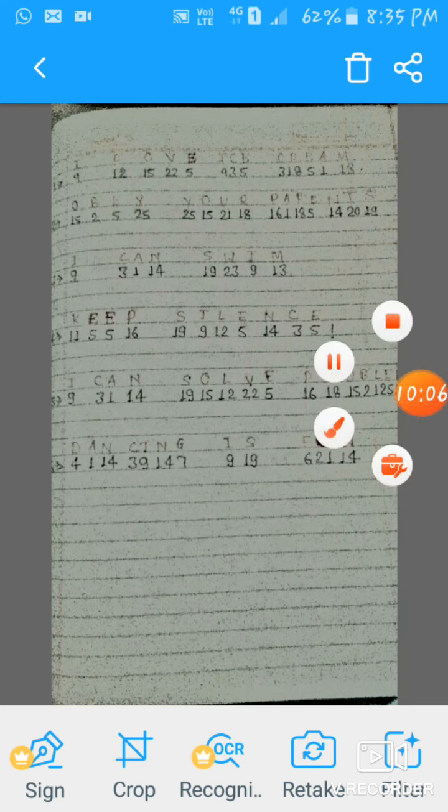So dear children, you can do it with the help of the PDF. Okay. So dear children, learn and practice at your home in your notebook.